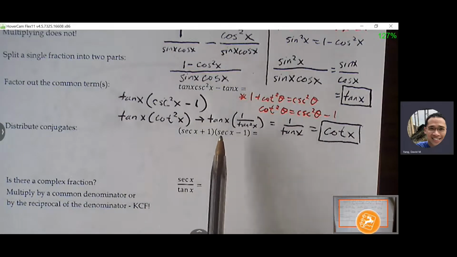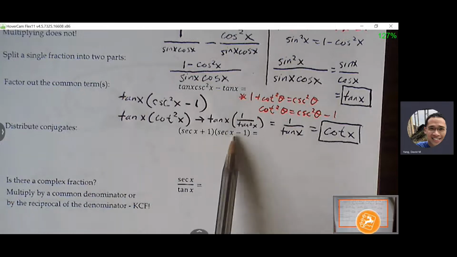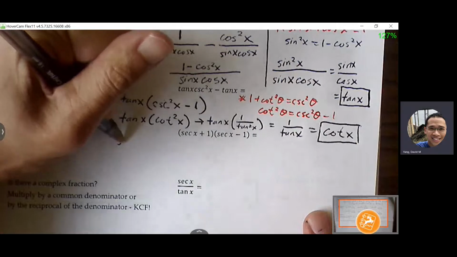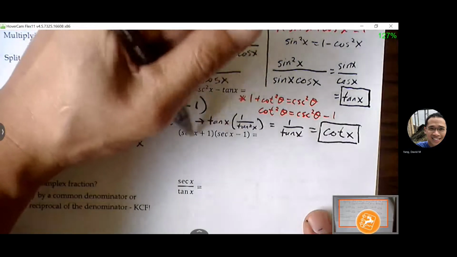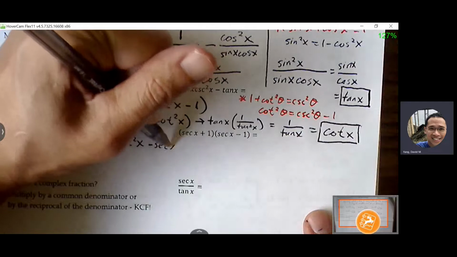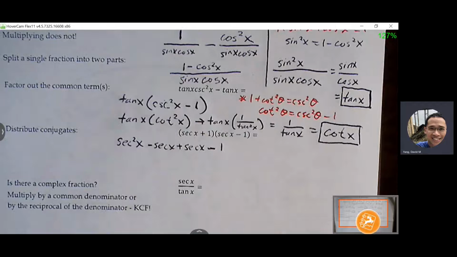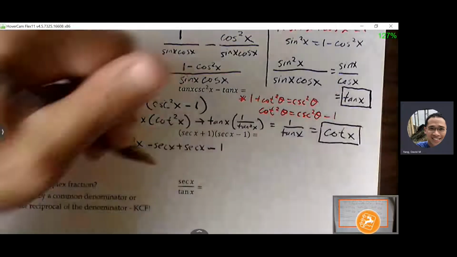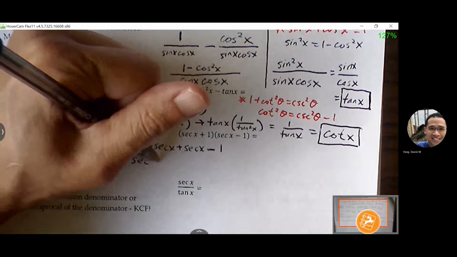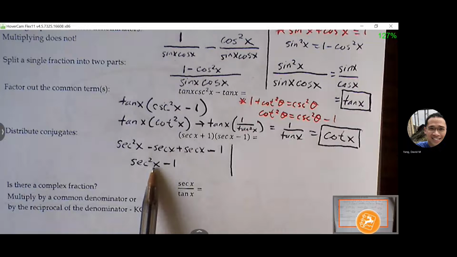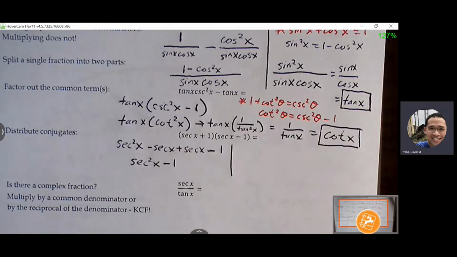All right, another thing that is helpful sometimes is distributing conjugates. If I expanded this out, we're going to see something that's going to come out of it. If I distribute the secant x through, FOIL this out, I get secant squared x minus secant x plus secant x minus 1. The middle terms drop out. Right. And do you recognize anything that we can do with secant squared x minus 1?